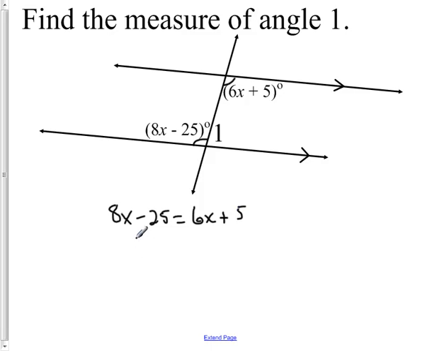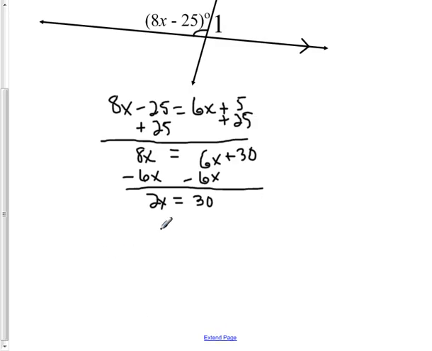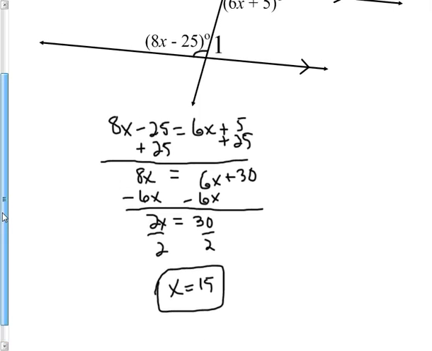Okay, then we just solve this. So I might add 25 to both sides. There's more than one right way to do this for sure. So we get 8x equals 6x plus 30. And then we minus 6x from both sides. We end up with 2x equals 30. And then I give myself some room here. Divide by 2. And I get x equals 15. All right, so I don't think they were asking us to solve for x, but we definitely need to do that to get to where we wanted.